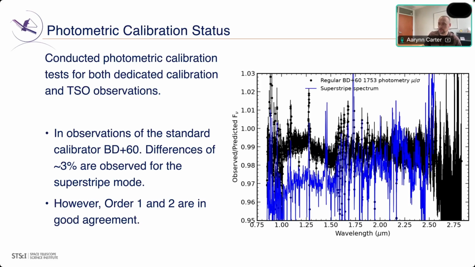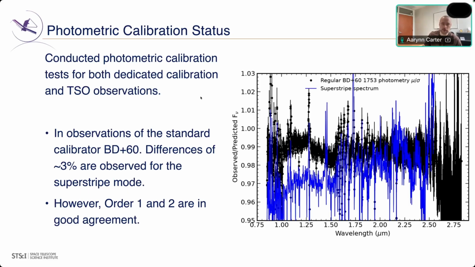In black, we have our regular photometric observations, and you'll see these are actually marked as individual points with an error bar. What we're actually plotting here is all of our photometry with our mean divided by the standard deviation. So this accounts for the total dispersion in our photometric measurements over the last few cycles of calibration observations. And then in blue, you can see the spectrum for superstripe, and there is definitely a difference. We match better towards these longer wavelengths, but at the shorter wavelengths, we are seeing some discrepancy, roughly 3% between the superstripe spectrum and the regular BD+60 photometry.